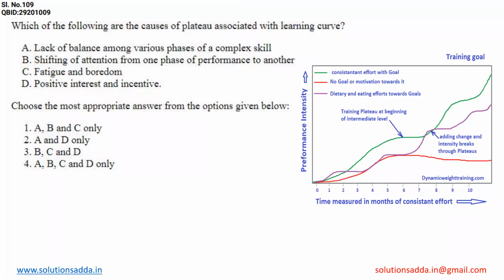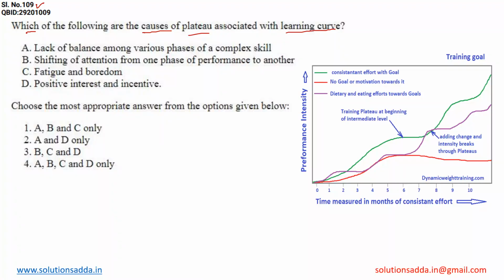Hello everyone, this is question number 9. This question is also from the teaching method, which says: which of the following are the causes of plateau associated with learning curve. Here 4 options have been given, and we need to find out which one is the appropriate answer. In the first option they are saying: lack of balance among various phases of a complex skill, or the shifting of attention, or fatigue or boredom, or positive interest and incentive.